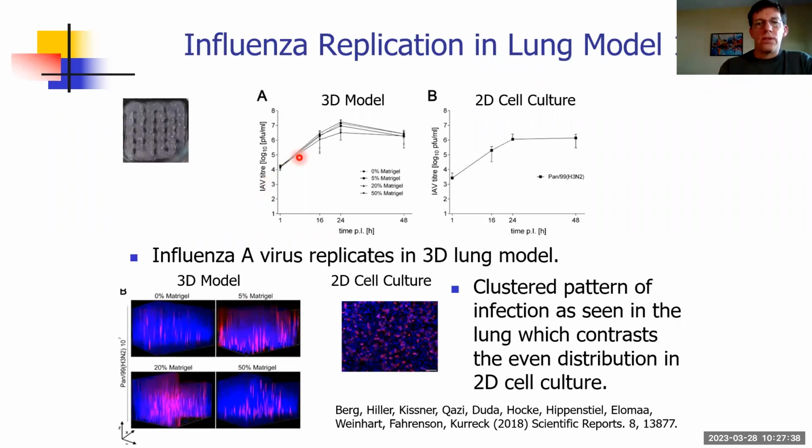Another interesting aspect was that when we stained the virus proteins, we found the expected even distribution of the infection in 2D culture. But in our 3D model, we find clusters of infection. So some cells become infected and the infection spreads around from these infected cells. And this is more likely to represent the situation in a human lung than the two-dimensional cell culture, which has an even distribution of the infection.